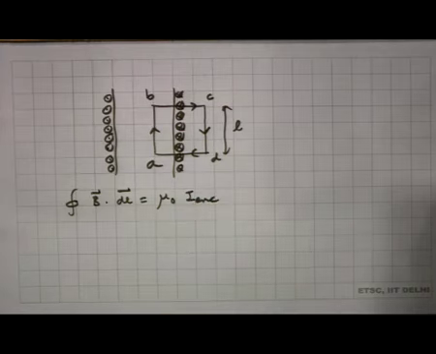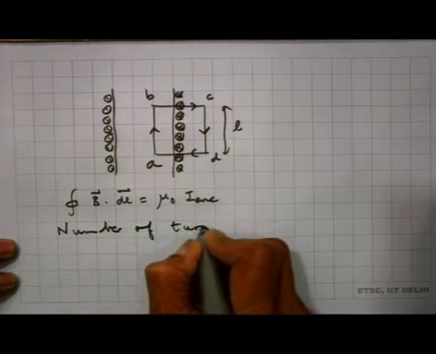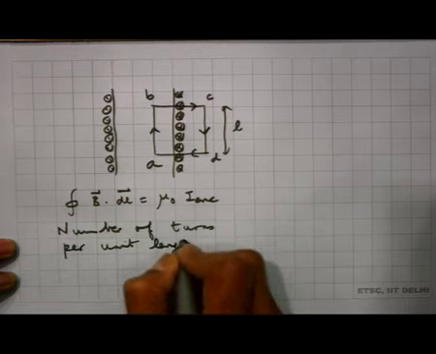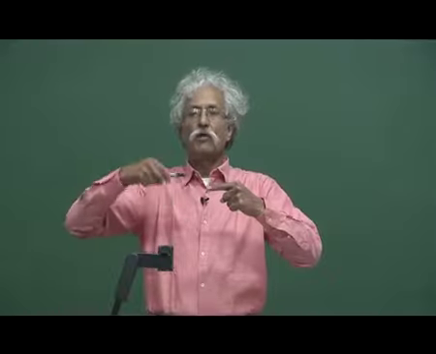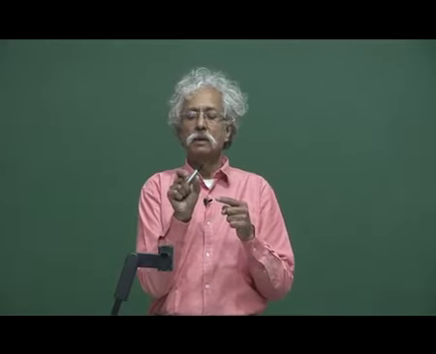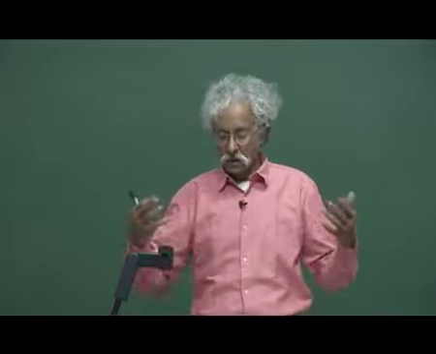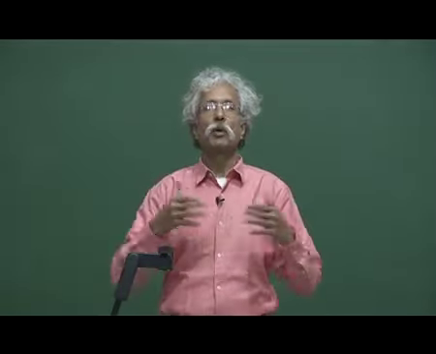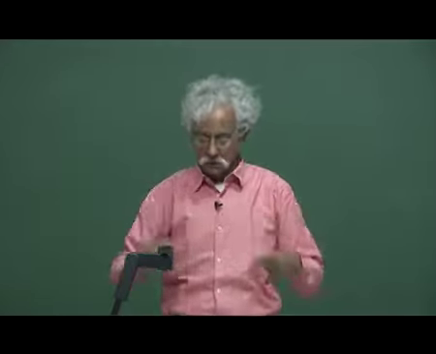Now, we define a quantity for the solenoid, the number of turns per unit length. That means, when I wind a solenoid, I have a lot of windings, and I take a unit length and measure the number of windings. So, if you know the number of turns per unit length, and if you know the length of the solenoid, you can find out the total number of turns in the solenoid. So, this is a quantity which I will need: the number of turns per unit length.